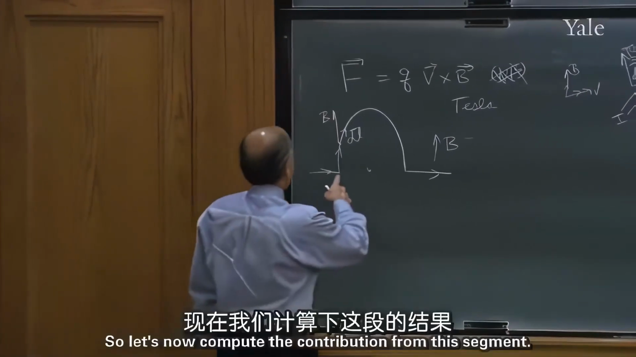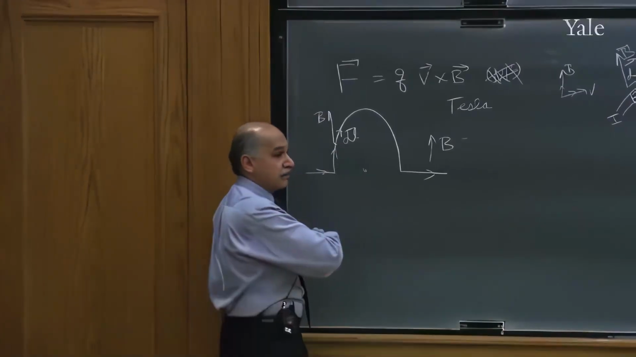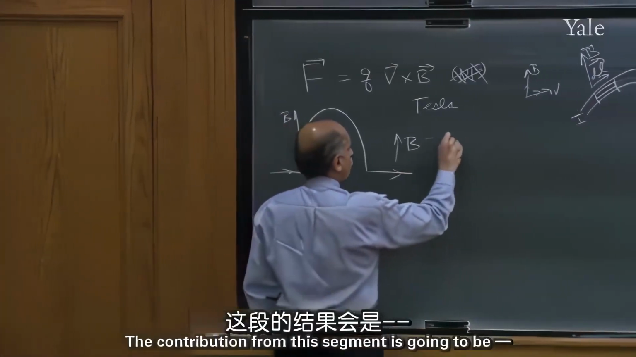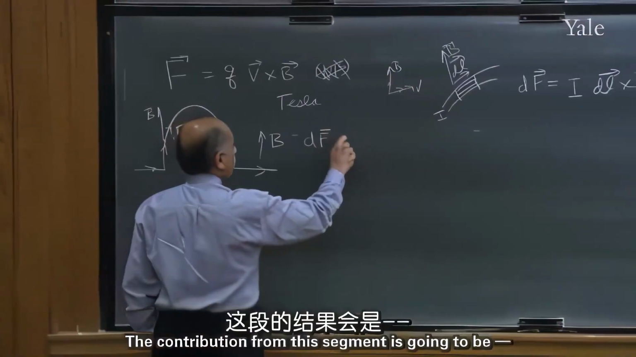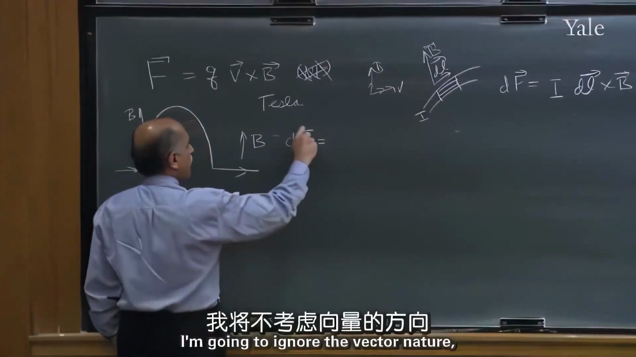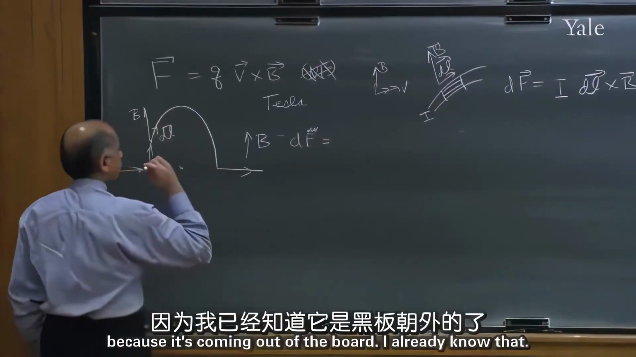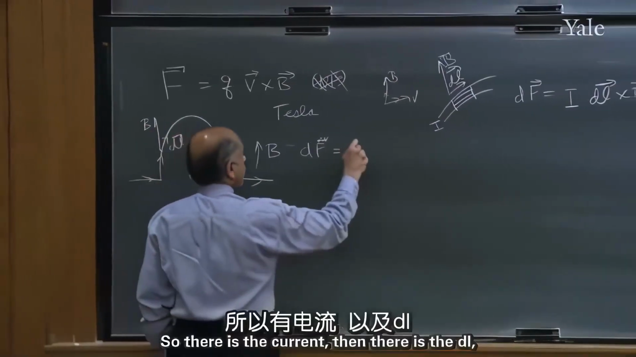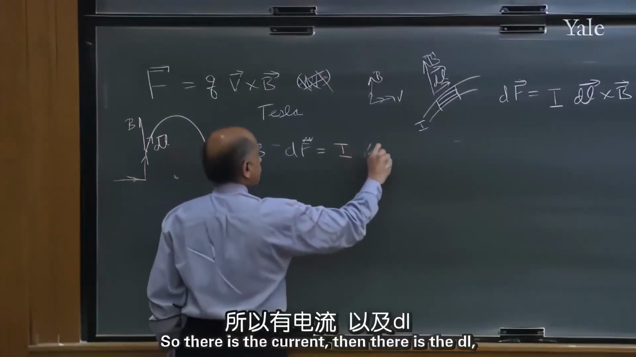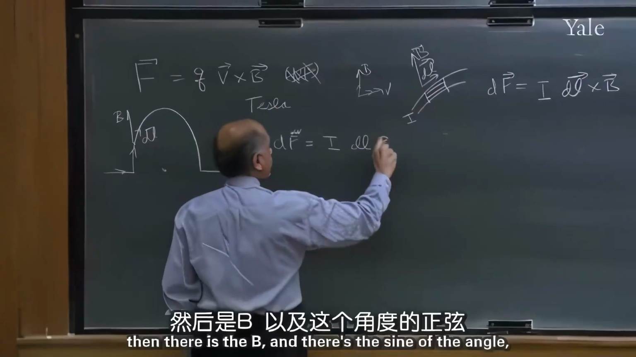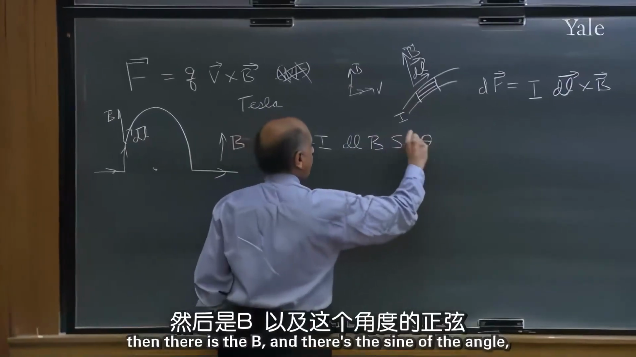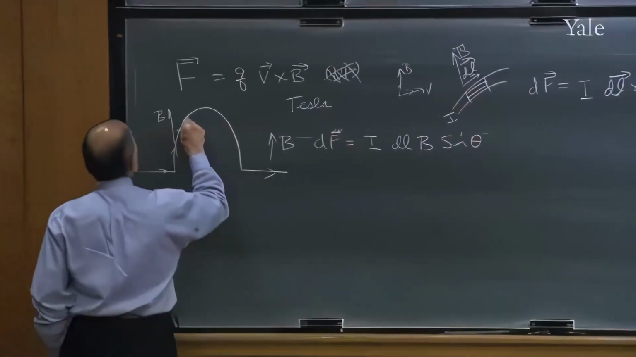So let's now compute the contribution from this segment. I'm going to ignore the vector nature because it's coming out of the board. I already know that. So there is the current I, then there is the dl, then there is the B, and there is the sine of the angle between these two guys.